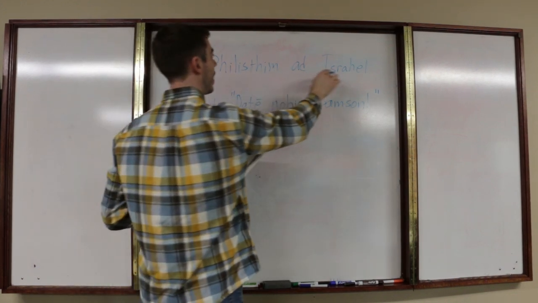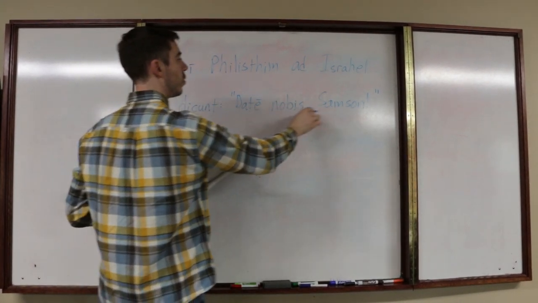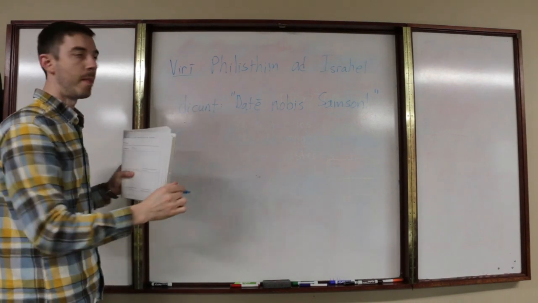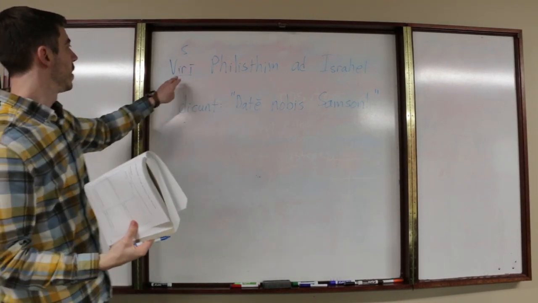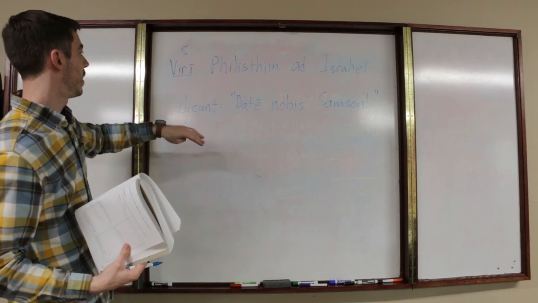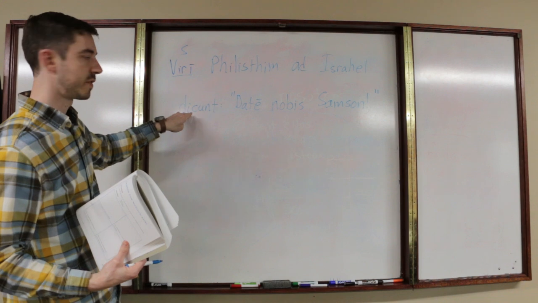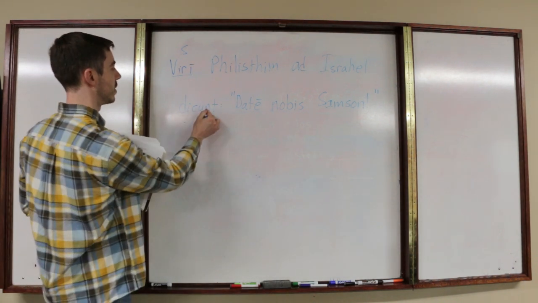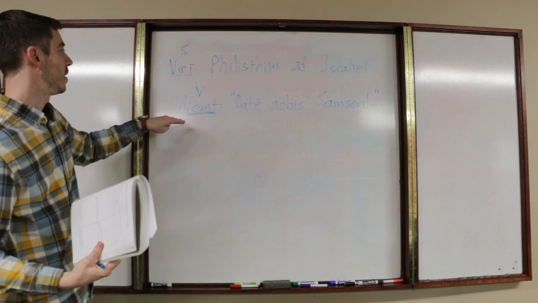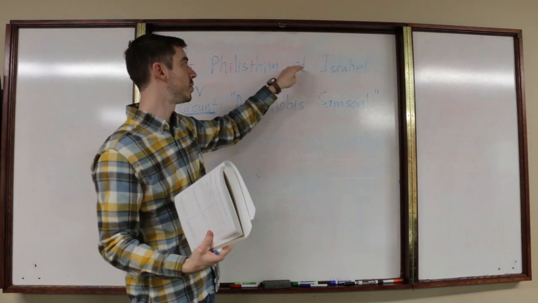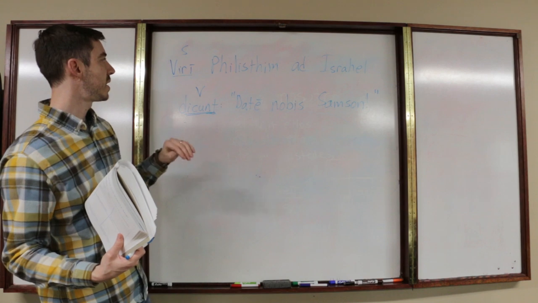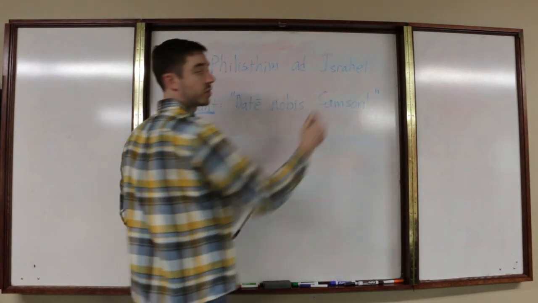Viri Philistim ad Israel dicant. Date nobis Samson. So the Philistines are marching up into Israel, and viri, the men, this would be our subject. The men, the Philistine men, so this now is an adjective. The Philistine men, they dicant. This is from dicit, so they say, and notice this has the third person plural ending on it. So here's our verb. So the Philistine men, they say, ad Israel. To Israel. Remember, ad plus accusative means to. So the Philistine men, they say to Israel, and here's our quotation marks that show us what they say.